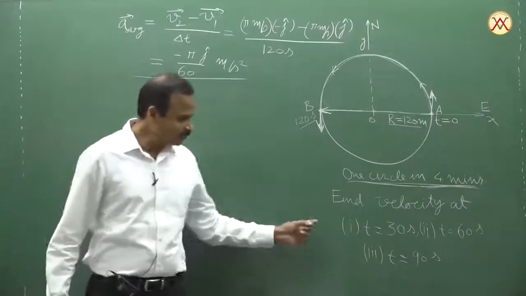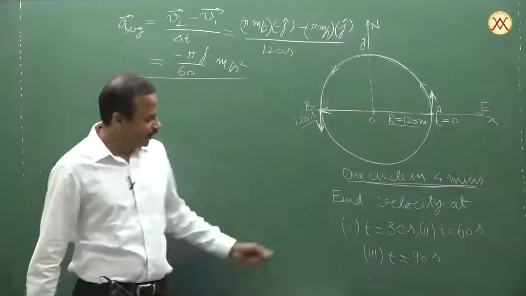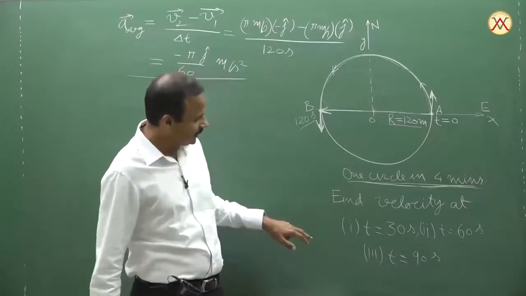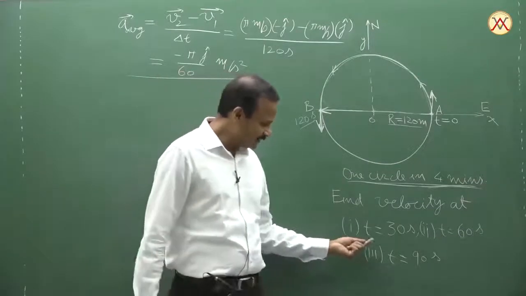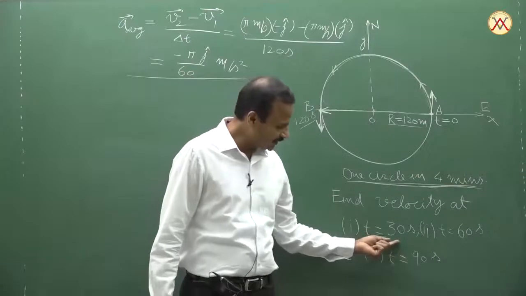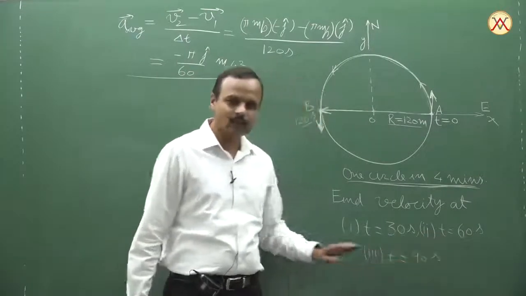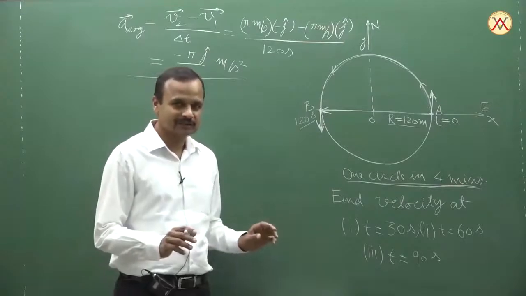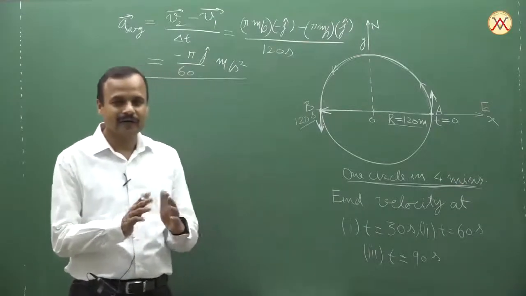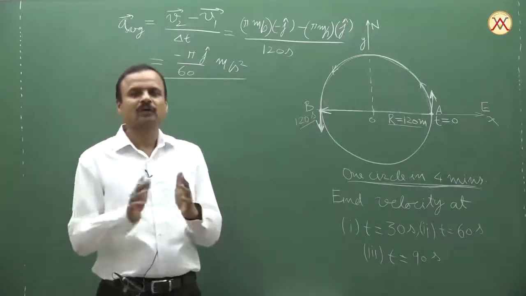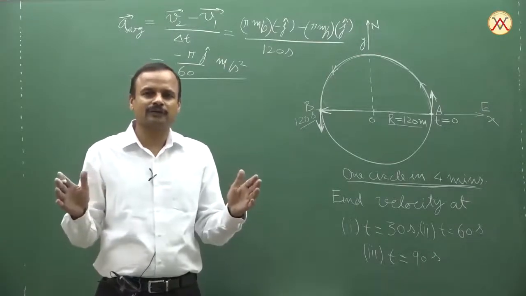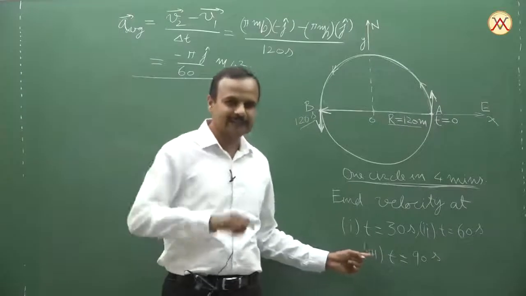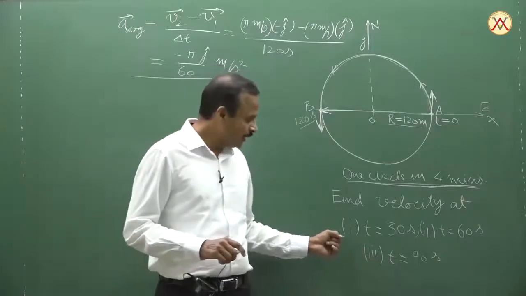I have added some more parts to this question. We have to find the velocity of the particle at these particular instants: at t equal to 30 seconds, t equal to 60 seconds and t equal to 90 seconds. So these are instantaneous velocities. When you are given a duration of time, you can find an average velocity for that duration. When you are given an instant of time, you can find instantaneous velocity.